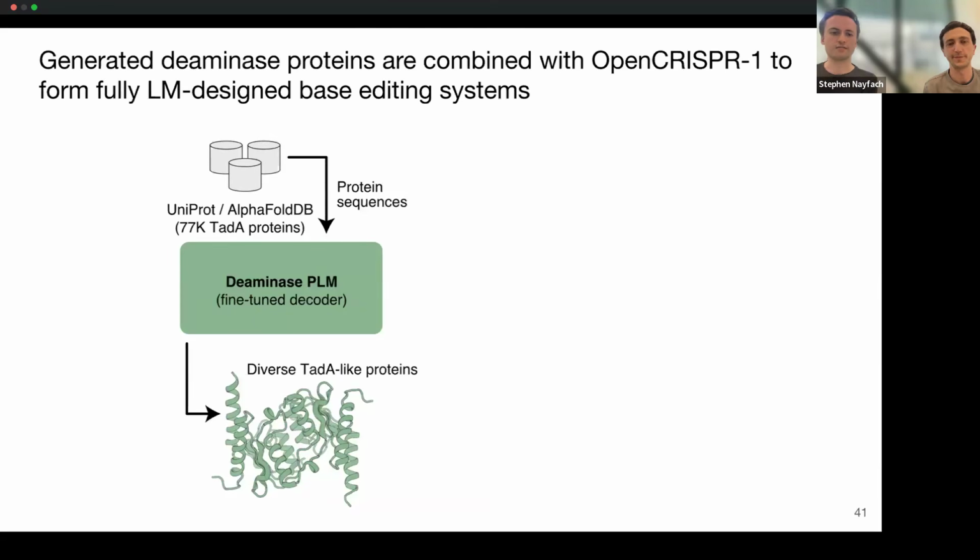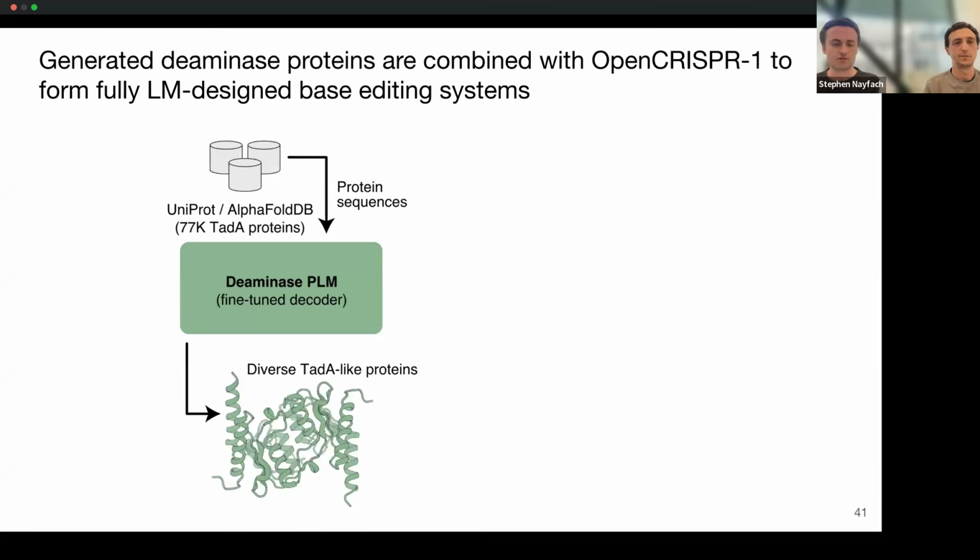Great. So far we've shown OpenCRISPR-1 as a standalone effector protein. But as we mentioned at the very beginning, Cas9 proteins can also be used to build more sophisticated gene editing tools. This includes things like base editors, prime editors, and activators and repressors of genes. So what we did next was we took a similar strategy and wanted to see if we could design base editing systems that were fully produced by language models.